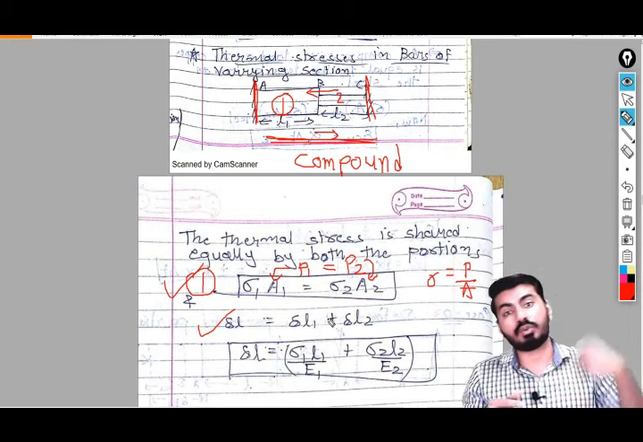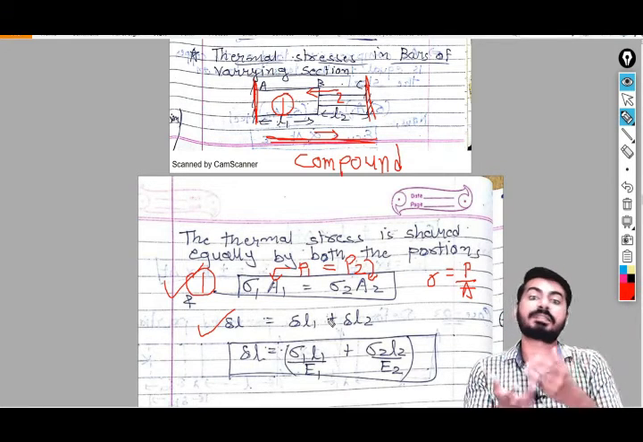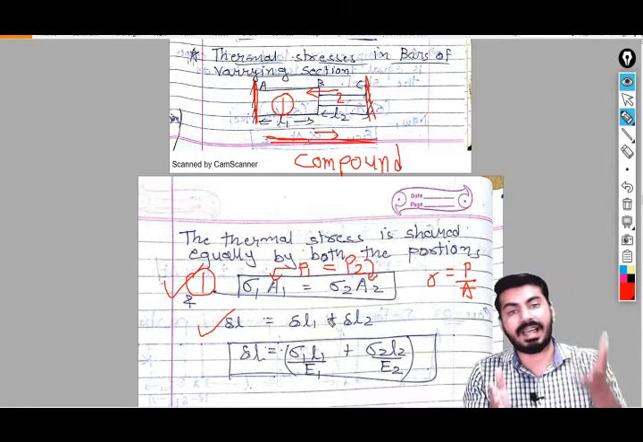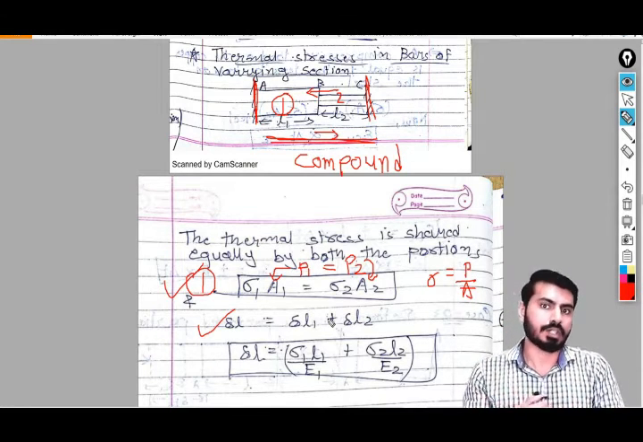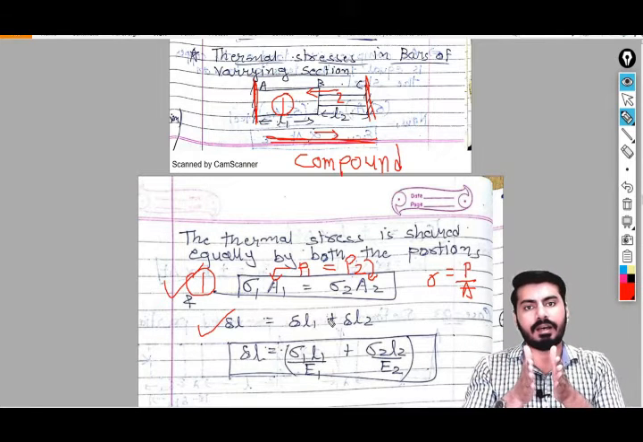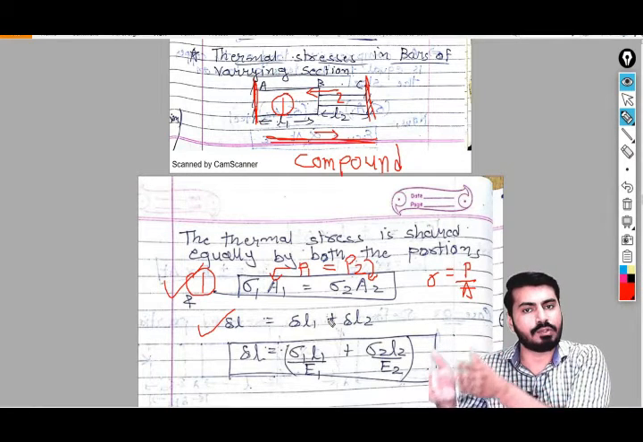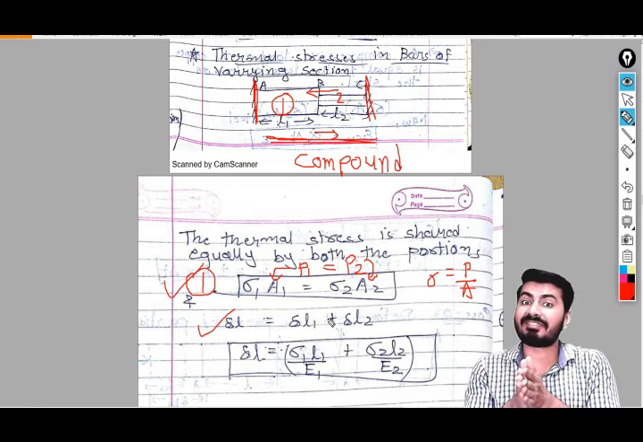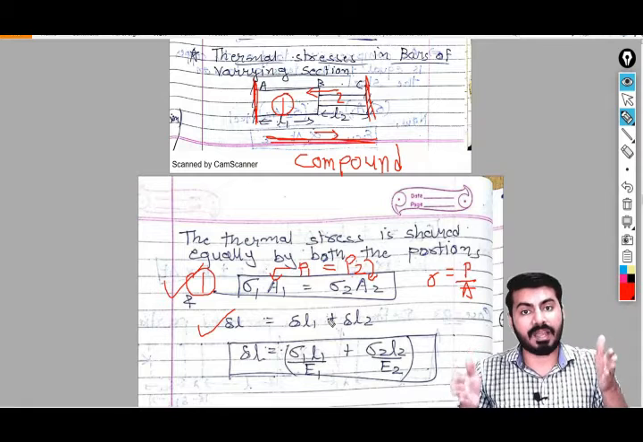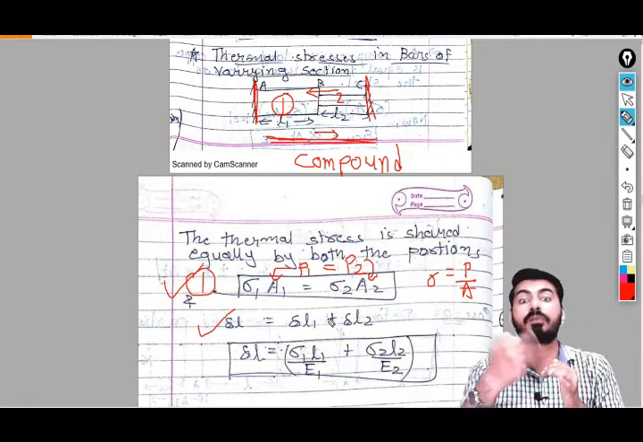Again, we are going to assume that if those bars are allowed to expand freely, then how much expansion would have happened? So we are assuming that these bars are free to expand, and that expansion, let's say, is delta L1 for bar 1 and delta L2 for bar 2. This was the free expansion, but it is not happening in this case because the expansion was prevented by the restriction, and that is the reason for your stress.